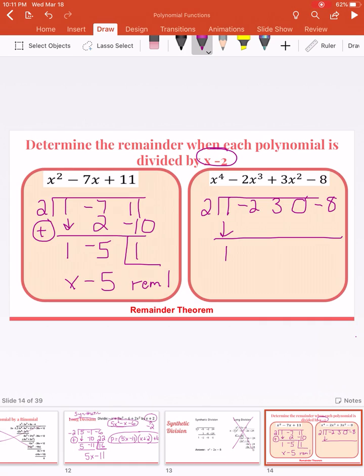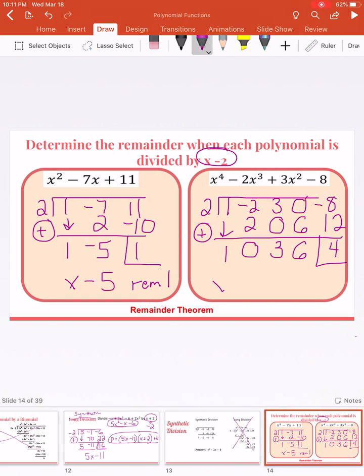I'm going to carry down that 1, multiply. 2 times 1 gives me 2, and then add. Negative 2 plus 2 gives me 0. 2 times 0 gives me 0. 3 plus 0 gives me 3. 2 times 3 gives me 6. 0 plus 6 gives me 6. 2 times 6 gives me 12. And then my remainder in this case is 4.